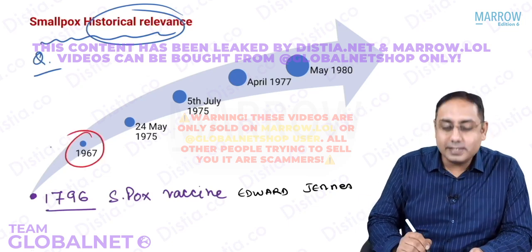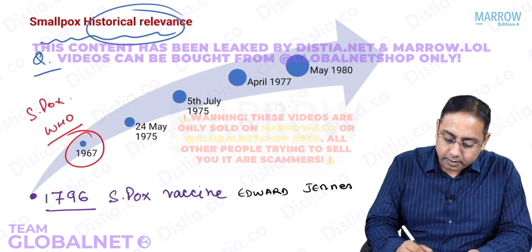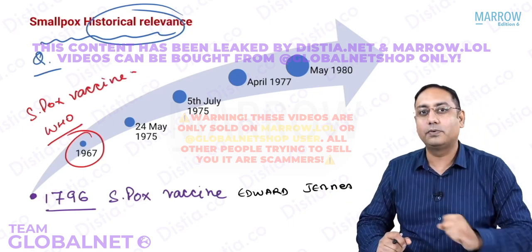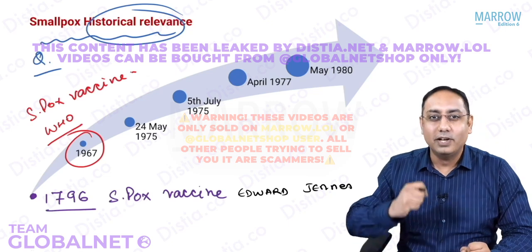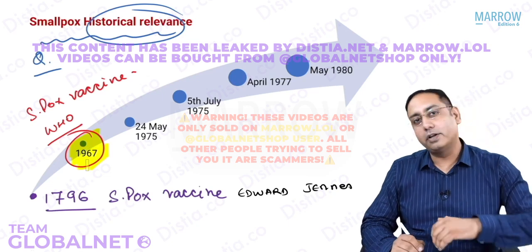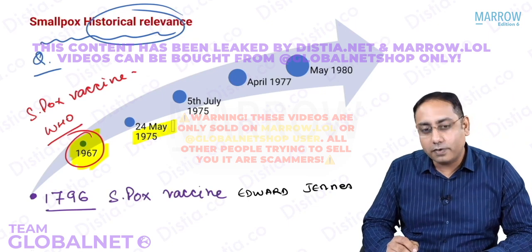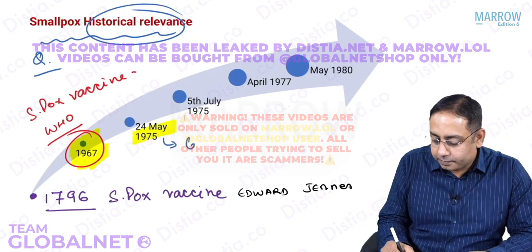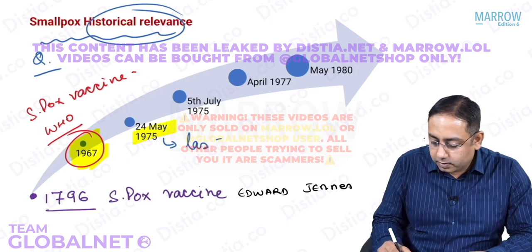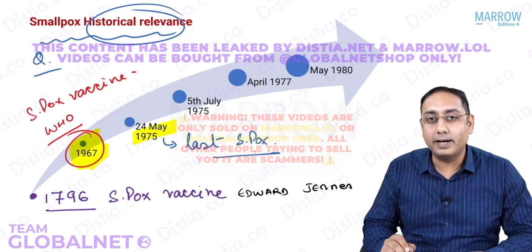Next in line is 1967. The WHO started the smallpox vaccine on a global scale. That is the force of our department, the force of public health or community medicine, that in 1967 you start a vaccine on a larger, bigger scale. And there you go. In just how many years? 1975 was the last case of smallpox. The last smallpox case in India was on 24th May 1975.